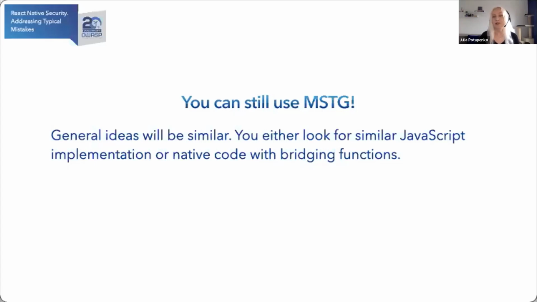The major difference is that you may need to read JavaScript code, but in general, everything is still the same. You will still need to test keychain, as you've seen, keystore, shared preferences. SSL pinning, TLS pinning is still implemented in native code the same way as before. Settings to allow HTTP traffic are still mentioned in the Info.plist file or network config. A lot of things are still similar. So testing is not that different for React Native applications.